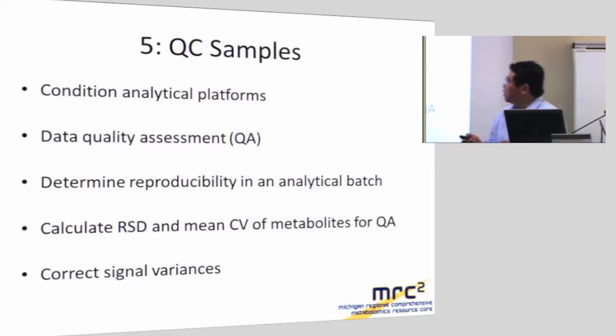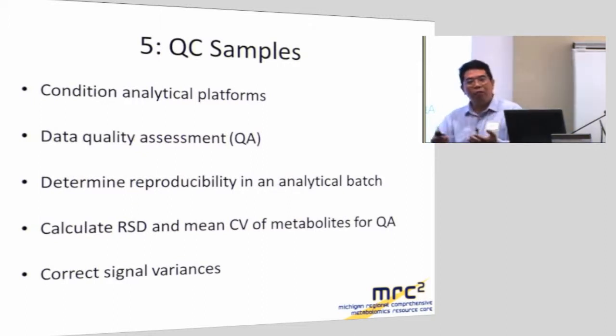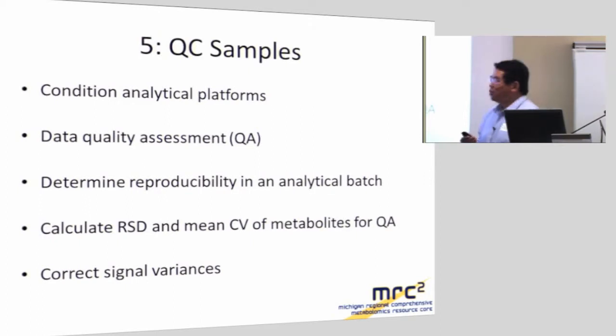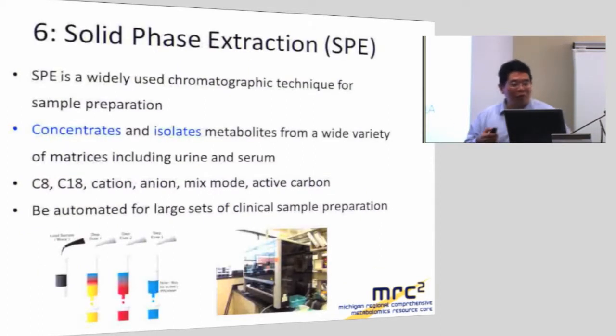So the quality control sample is basically for conditioning your analytical platform, your column, your system. It exercises the system before you inject your samples. You can use it for data quality assessment for QA. It can determine the reproducibility of your sample batch, giving you an SD or mean CV, so you can measure how variable your data is, and you can correct the signal variances.